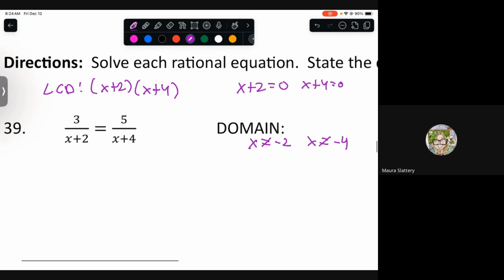Now, in this case, this is actually going to be important to us because we're solving. So let's say we solve this equation and we get negative 2 or negative 4 as an answer. Those are what we call extraneous solutions. They're bad solutions, so we would have to cross them out.